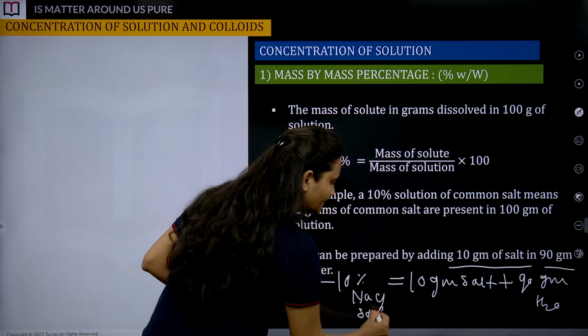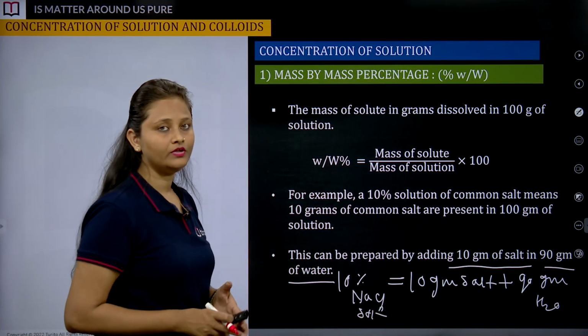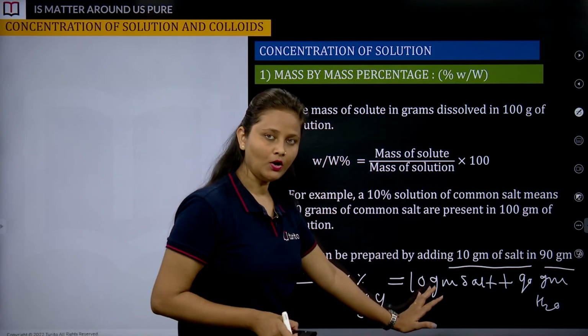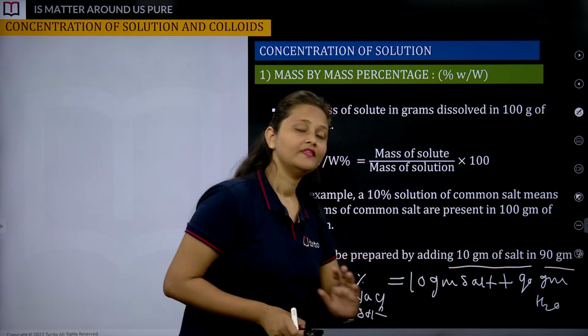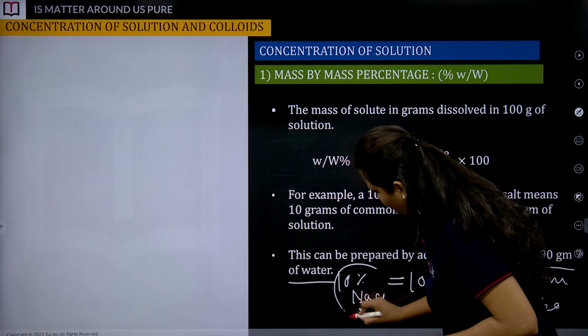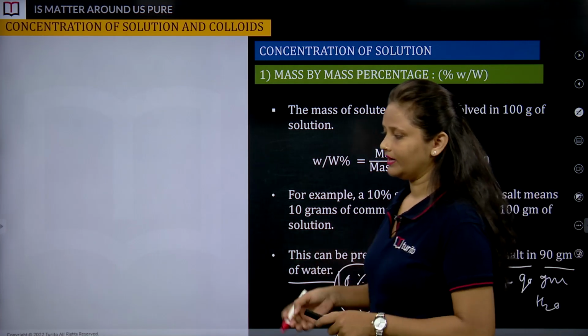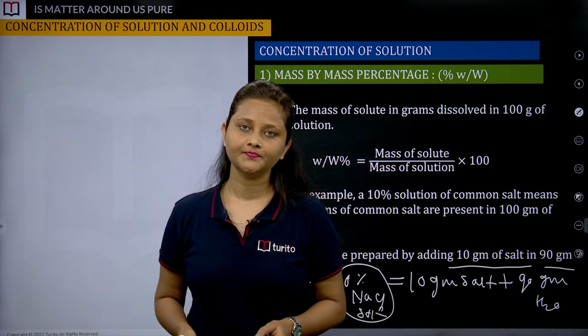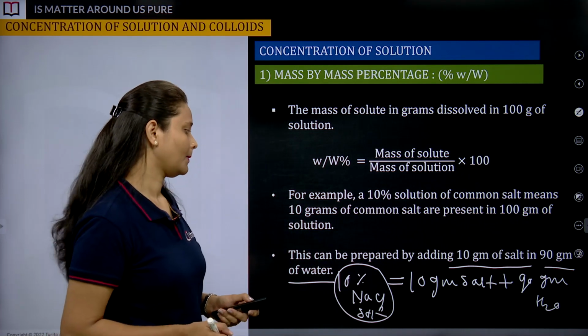I am just writing it here. So, how are we going to prepare it? 10 gram of salt is getting dissolved in 90 gram of water. Okay, it is going to give you 10% of sodium chloride. Got it? Yes or no?